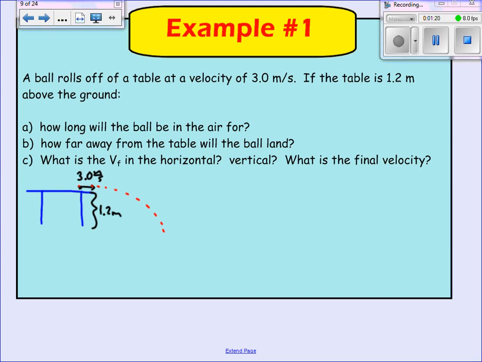And so what we want to figure out is A, how long is it in the air for, so what's the time? B, what is the distance from the table the ball will land? And then C, what is the final velocity?